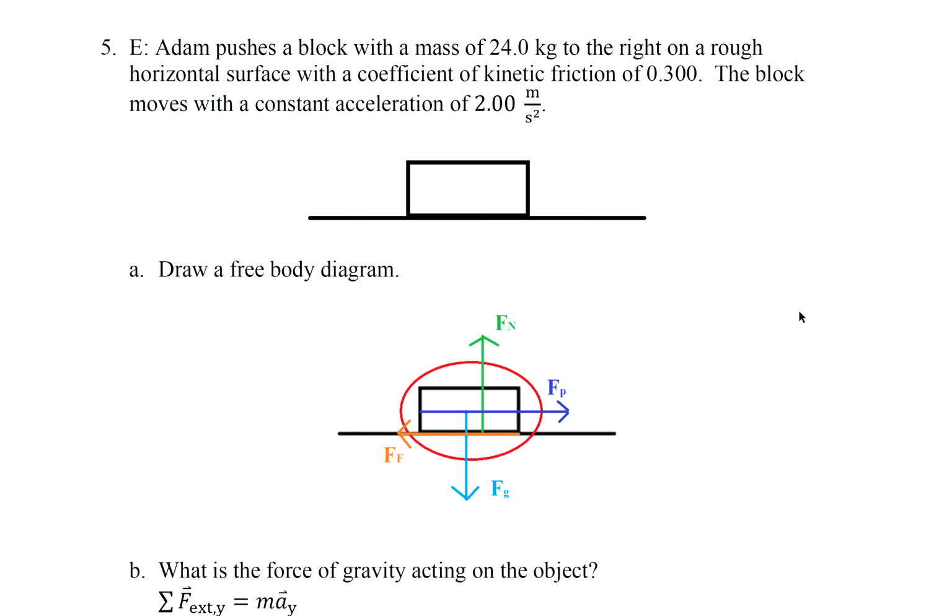Part A, draw a free body diagram. Remember, step 1, circle the object. Step 2, label the forces. Step 3, put an x and y axis. Step 4, use the equation F equals ma. So I'm going to say positive x is to the right and positive y is up.